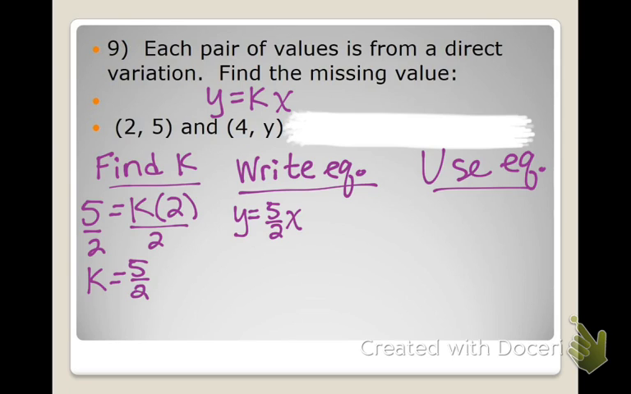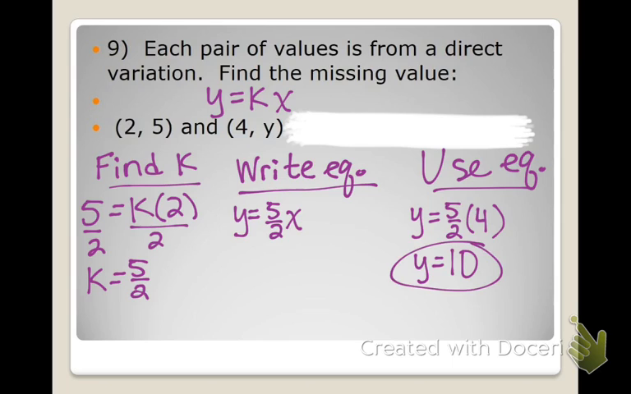Now that I wrote my equation, I'm going to use that equation. So in order to fill in this last ordered pair, I have to use the equation I just wrote. Because I don't know y, y is left as y for now, equals 5/2 times, and for x I'm going to plug in a 4. So we get 10. So 5 times 4 is 20, divided by 2 is 10. So that's what they were wanting us to find. We just had to take a couple steps to get there. Do we have questions about that process?